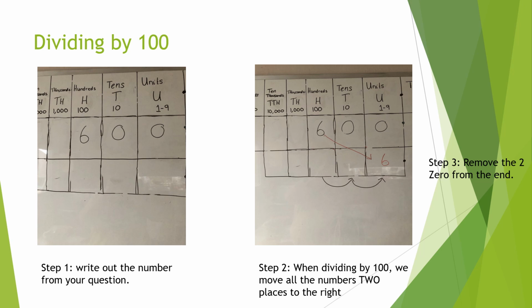I then, like before, remember that I can write 6 as 6. I don't need to write it as 6.00. So I remove those 2 decimal places from the end.